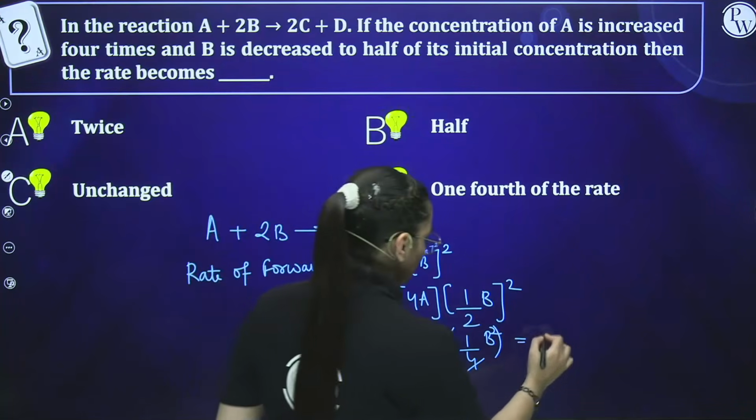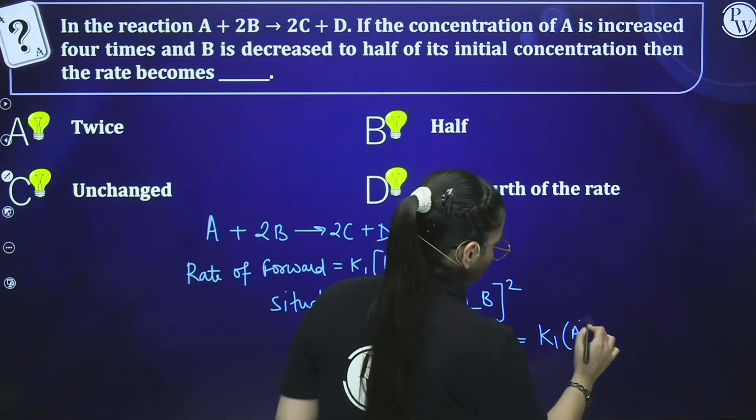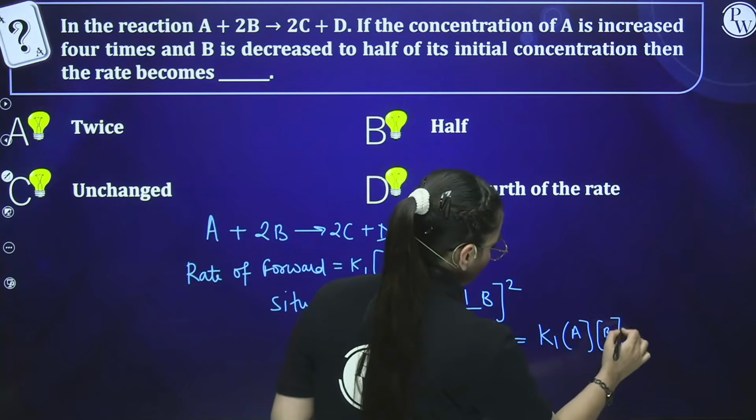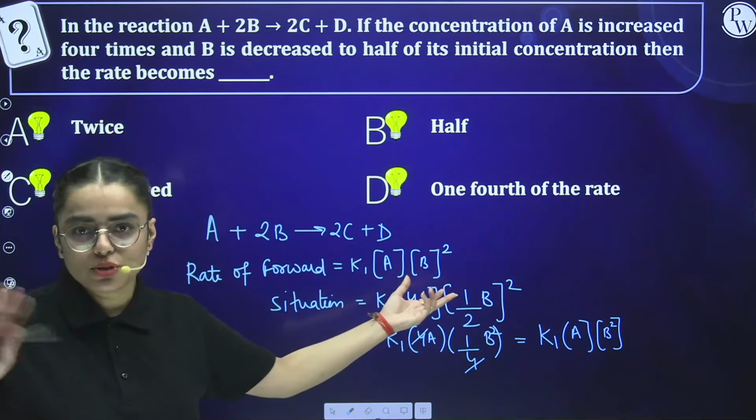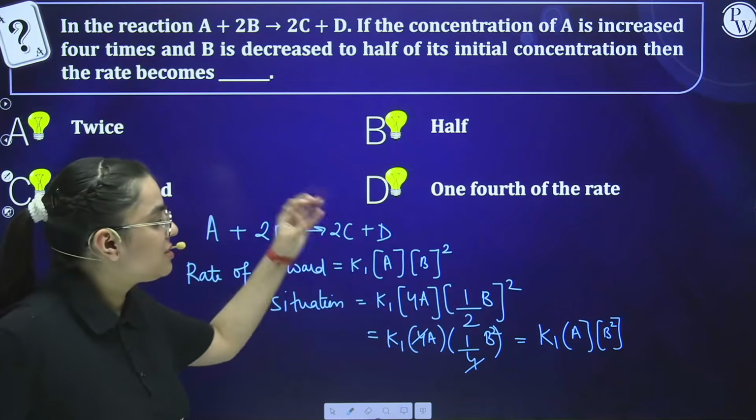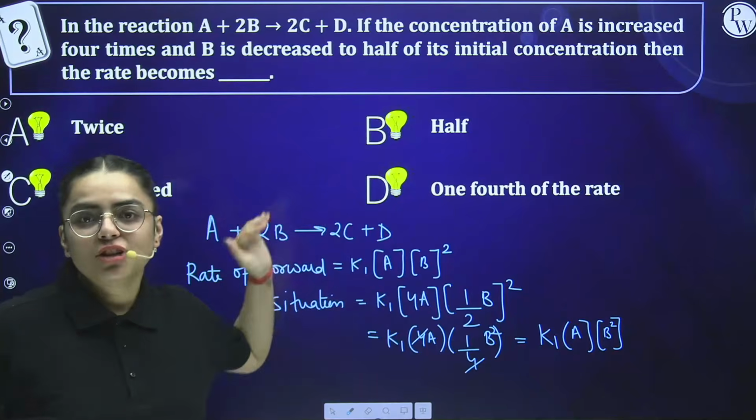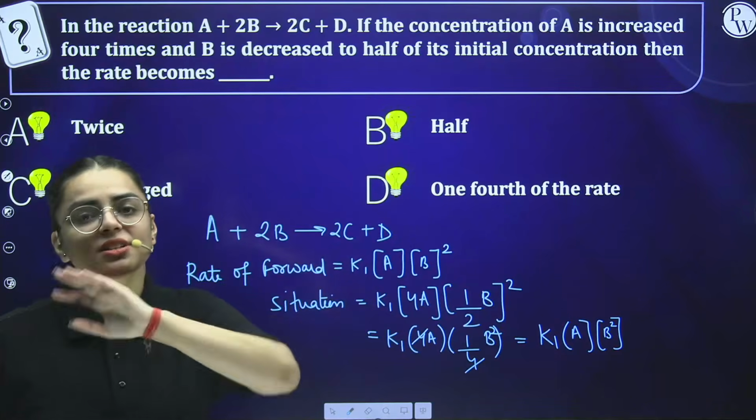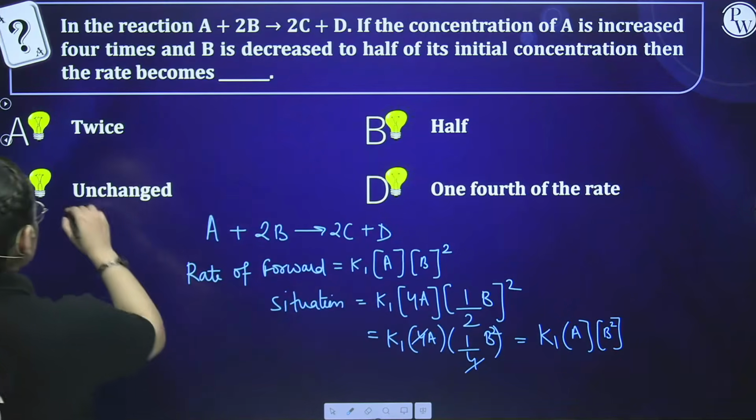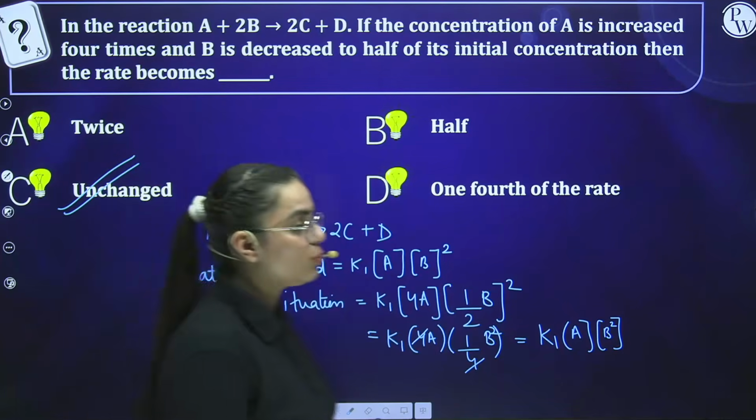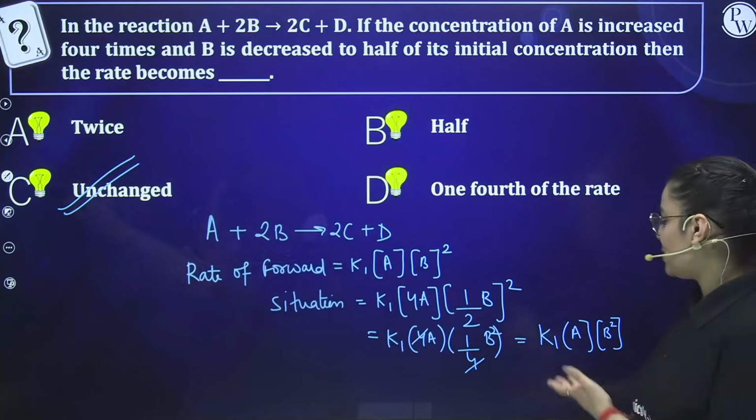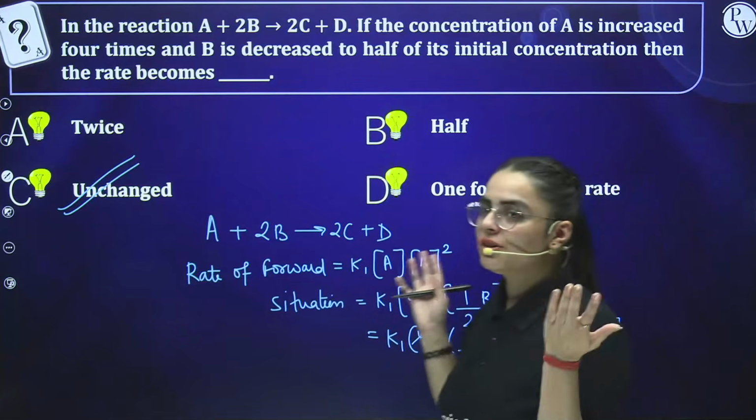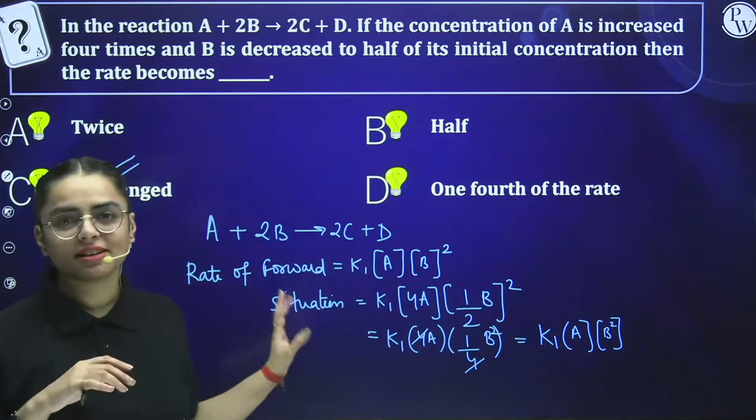What will it come out to be? K1 into A into B square, which is equivalent to the first situation, the initial situation. That means rate is unchanged. After changing the situation, rate comes out to be the same value. That means answer will come as option number C. It will remain unchanged. So it is quite simple, students. The rate remains unchanged. Is it clear to you?